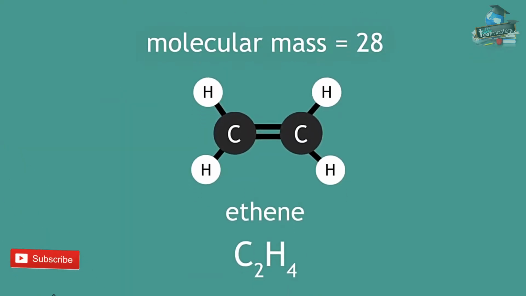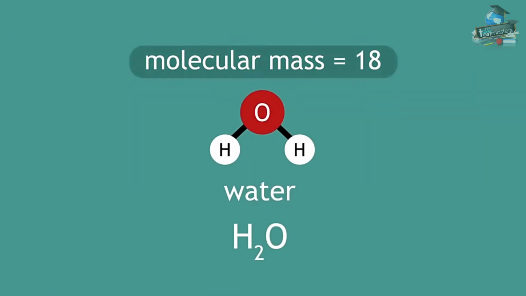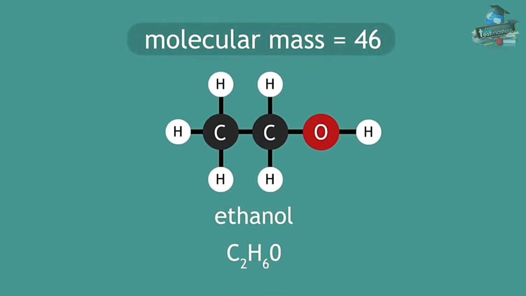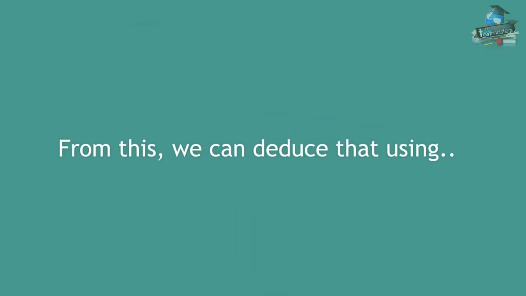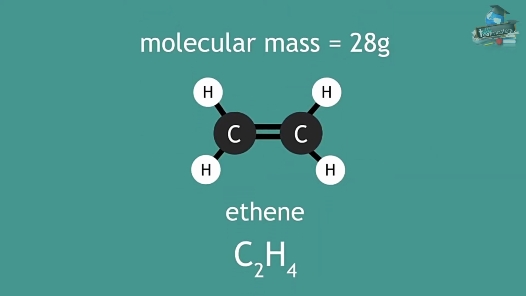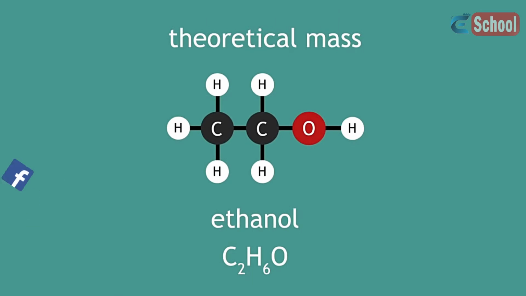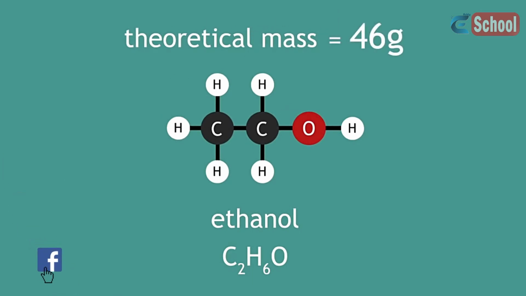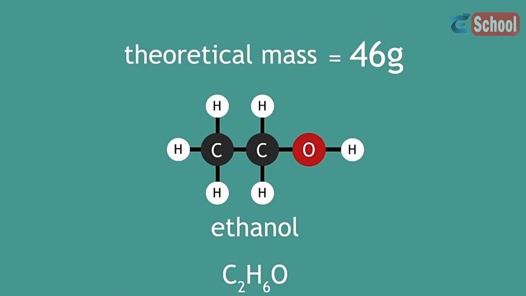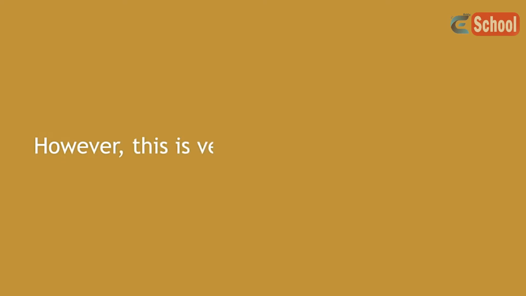Ethene has a molecular mass of 28, water a molecular mass of 18, and ethanol a molecular mass of 46. From this, we can deduce that using 28 grams of ethene and excess water, the theoretical mass of ethanol formed is 46 grams. However, this is very much a theoretical mass.